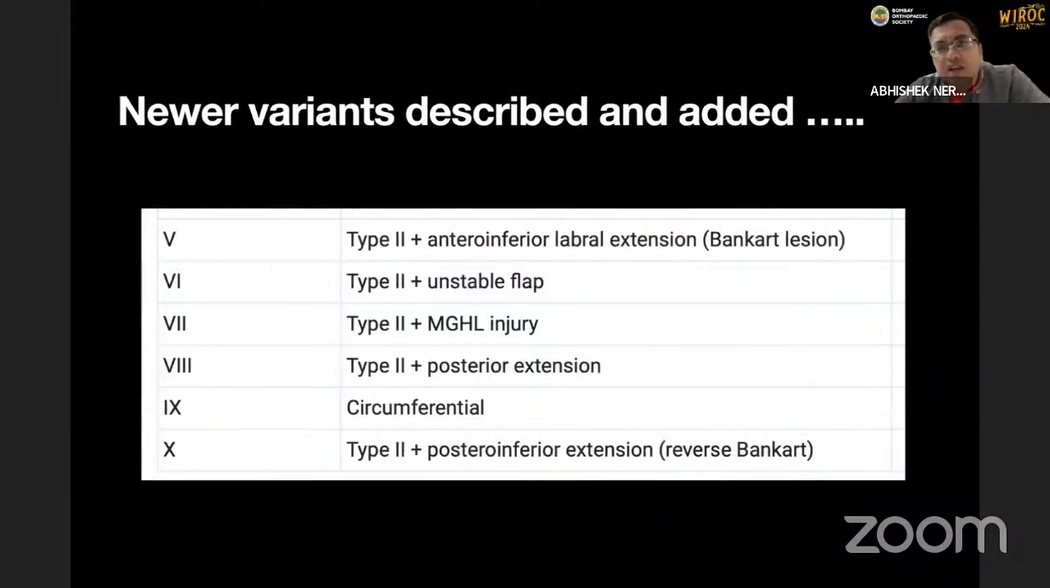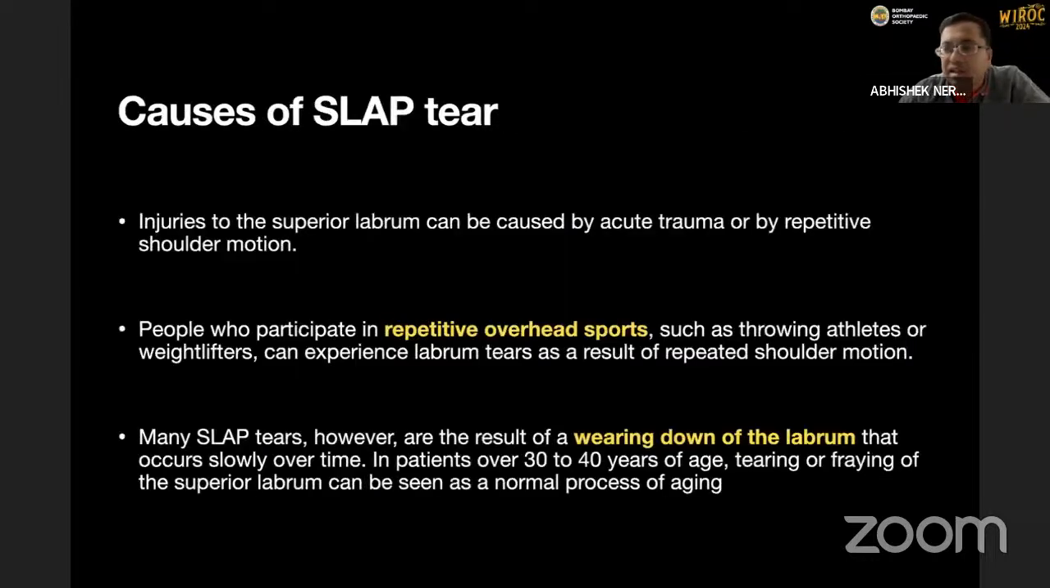So recently there have been a lot of other varieties, up to 10 varieties, that have been described for SLAP lesions, and they are usually a combination of a type 2 SLAP along with either a posterior extension, an unstable flap, an MGHL injury, or a Bankart's lesion. So there are multiple variants on combinations, and the classification has been extended.